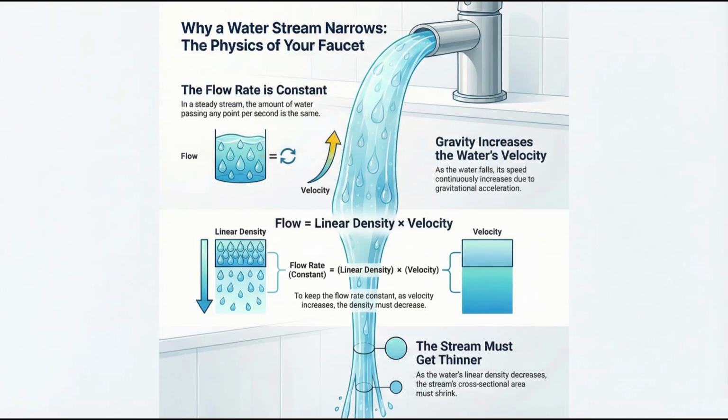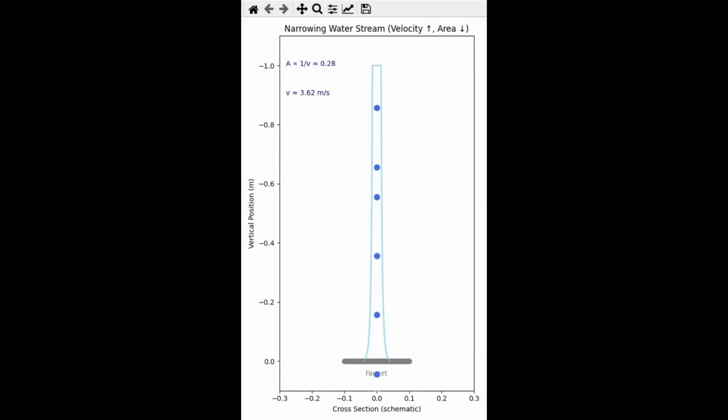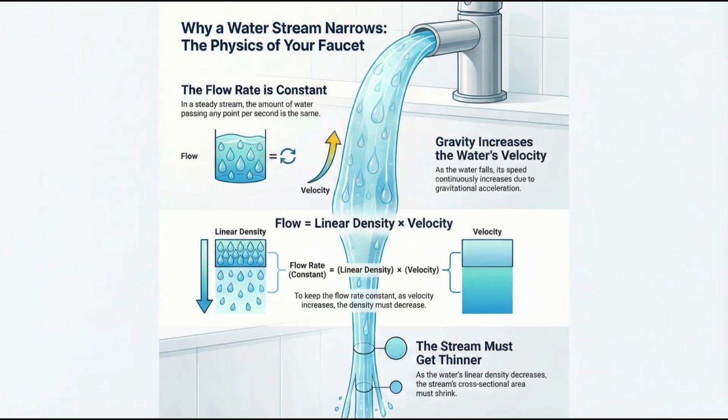First, there's just the observation itself. That stream of water gets noticeably thinner the further it drops. It's this super common visual, but it's also our clearest clue that some specific rules of physics are at play here.